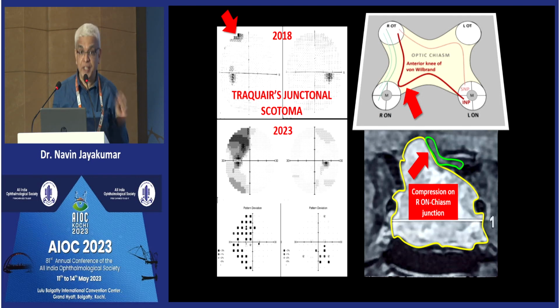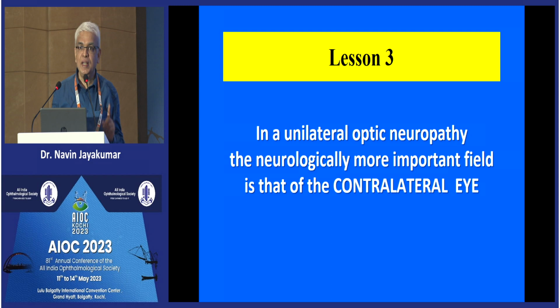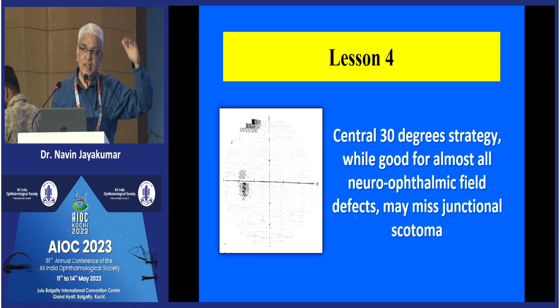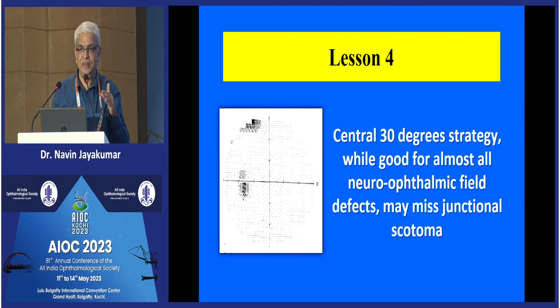The message here is, in a unilateral optic neuropathy, the neurologically more important field is the field of the contralateral eye. Okay? And one more lesson here as well. Usually we do the central 30 degrees or 24 degrees for almost every field in neuro-ophthalmology. But you might miss a junctional scotoma because these involve the peripheral nerve fibers. So the field effect will start in the periphery and then progress to the center. So just keep that in mind.